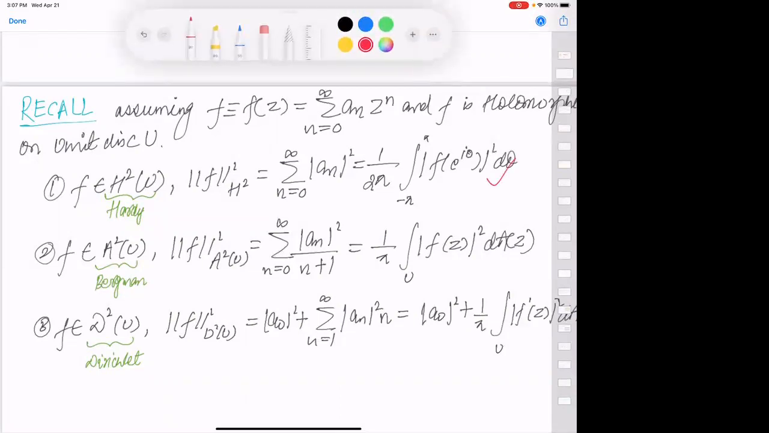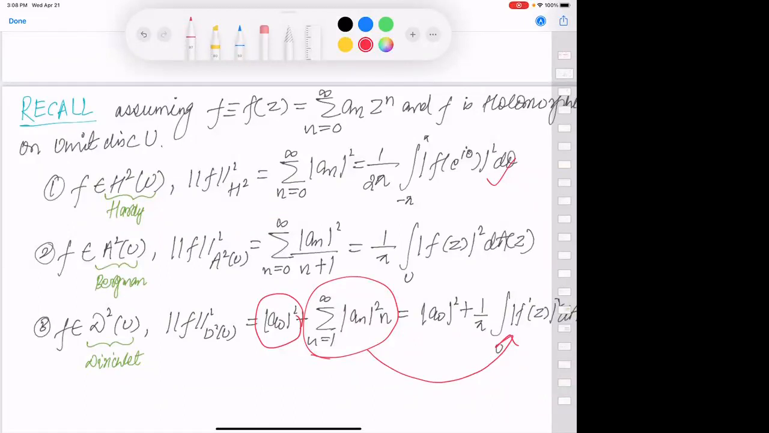And if you talk about the Bergman norm, we have the summation of |a_n| squared over n plus 1. And in the integral representation, we have 1 over pi times the integral over U of |f(z)| squared with respect to the area measure. And when you talk about the Dirichlet norm, we have these two things: |a_0| squared plus the summation from 1 to infinity of n times |a_n| squared. And when we do the integral representation, this is 1 over pi times the integral over U of |f'(z)| squared dA.